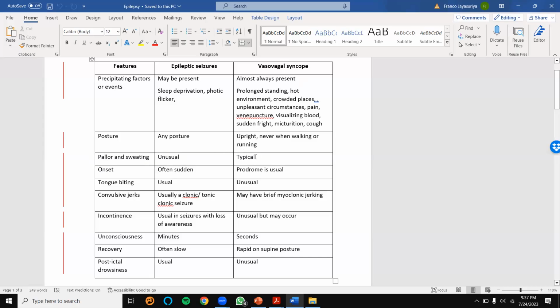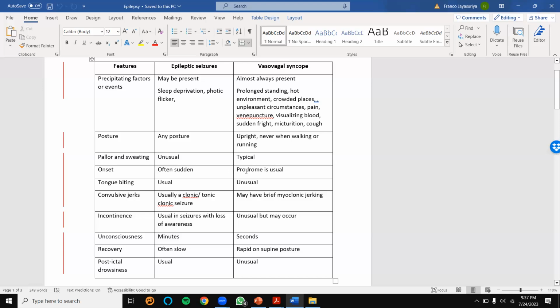If you have had fainting episodes, if you're seeing someone faint, you might have noticed that they sort of go pale or they start sweating a bit before the fainting episode, especially they sweat, okay? Onset, epileptic seizure often sudden. One moment the person is okay, next moment they might be having a seizure. Whereas vasovagal syncope, there can be a prodrome.